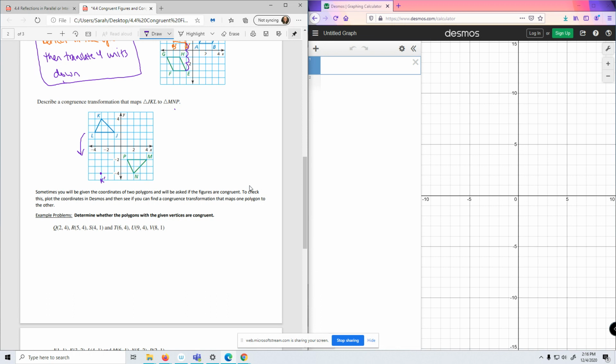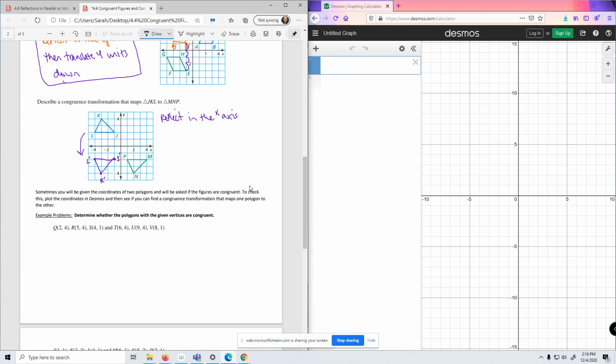L is 2 away from the x-axis. 2 away in the other direction gives me L prime. J is 2 away from the x-axis. 2 away in the other direction gives me J prime. So this purple is kind of my in-between triangle. How did I get the in-between triangle? I reflected in the x-axis.